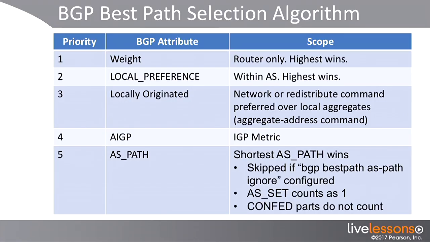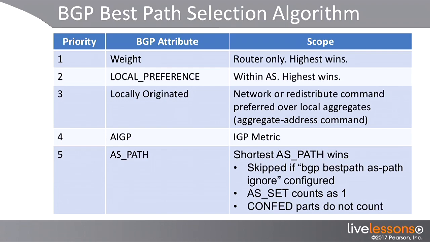AS path. Shortest AS path wins. If there are two paths, one with AS numbers 100, 200, 300, 400, and we have another AS path which is being learned via 100, 300, 500, the one with the shorter AS path list will be selected as the best path.